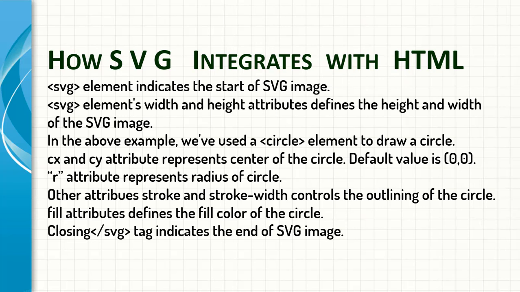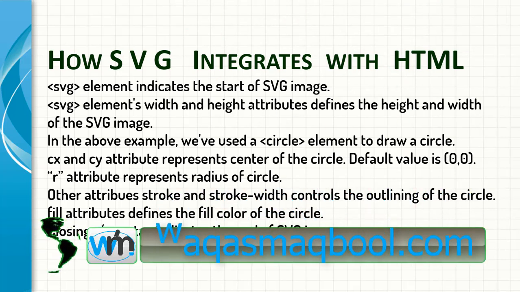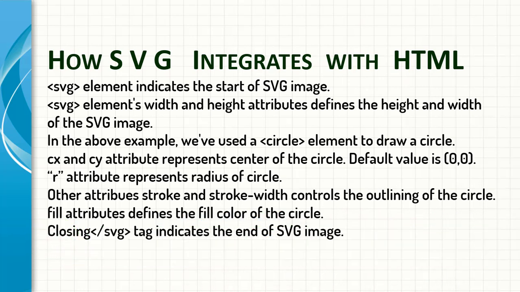In the example, we have a circle element to draw a circle. The cx and cy attributes represent the center of the circle, with default value 0,0. r is the attribute which represents the radius of the circle. Other attributes, stroke and stroke-width, control the outline of the circle. The fill attribute defines the fill color of the circle. The closing tag indicates the end of the SVG. So you can also integrate SVG in HTML.